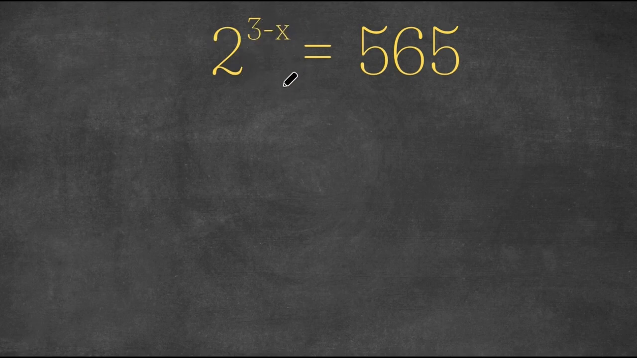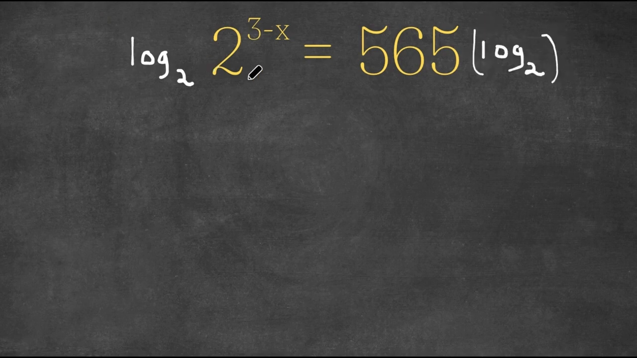To cancel out an exponent, what we need to do is take the inverse of the exponent. And the inverse of an exponent is a log. So if I take the log of base 2 on both sides, then these two would actually cancel out, because the log is the inverse of the exponent.